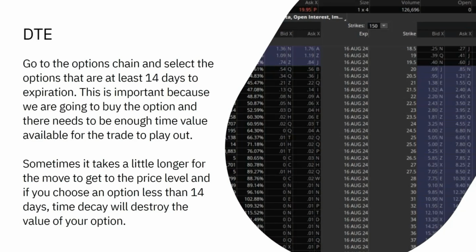Days till expiration, or DTE. Go to the options chain and select the options that are at least 14 days till expiration. This is important because we're going to buy the option, and there needs to be enough time value available for the trade to play out. Sometimes it takes a little longer for the move to get to the price level, and if you choose an option less than 14 days, time decay will destroy the value of your option.